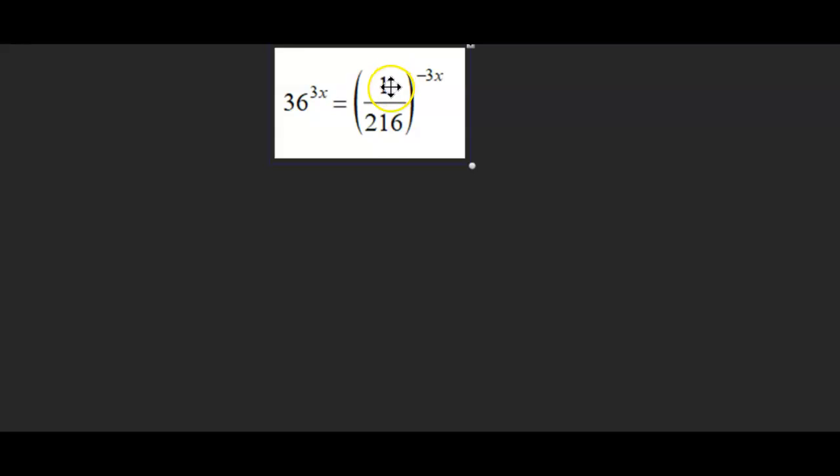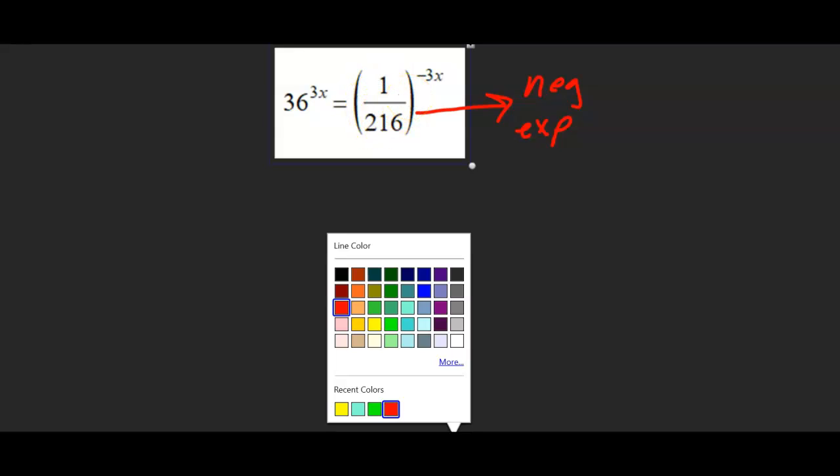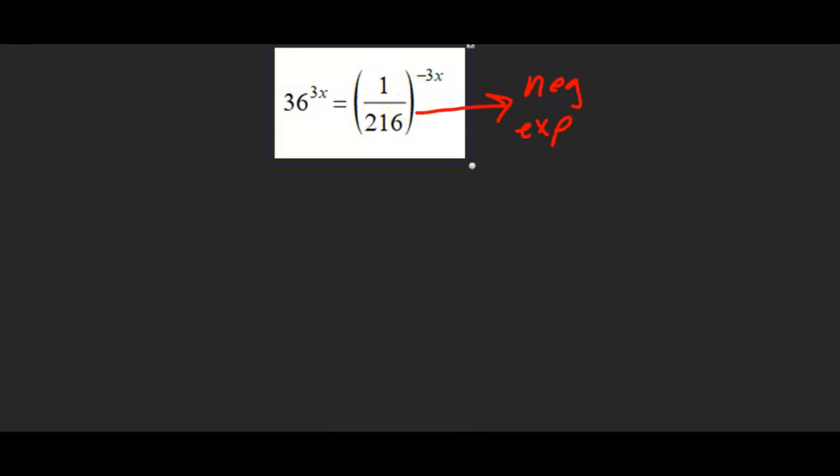Okay, so here's another one where I have 1 over a number. So this should be a red flag here. As soon as you see 1 over a number, I know I'm going to use a negative exponent. Okay, so we're going to decide on a base here. The smaller base here is 36. If you raise 36 to the second power, it's 1296. So that's way too big. So we need to go down a base. So we need to get a base that we can rewrite and get a 36 and a 216 out of.